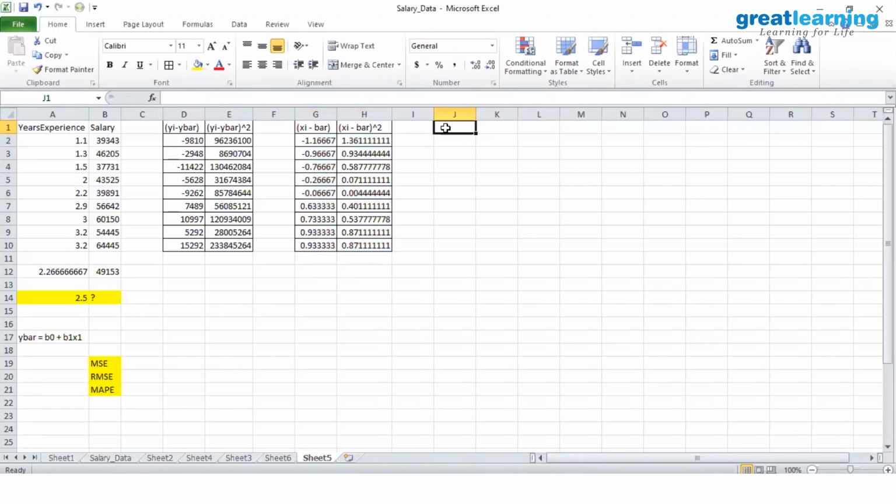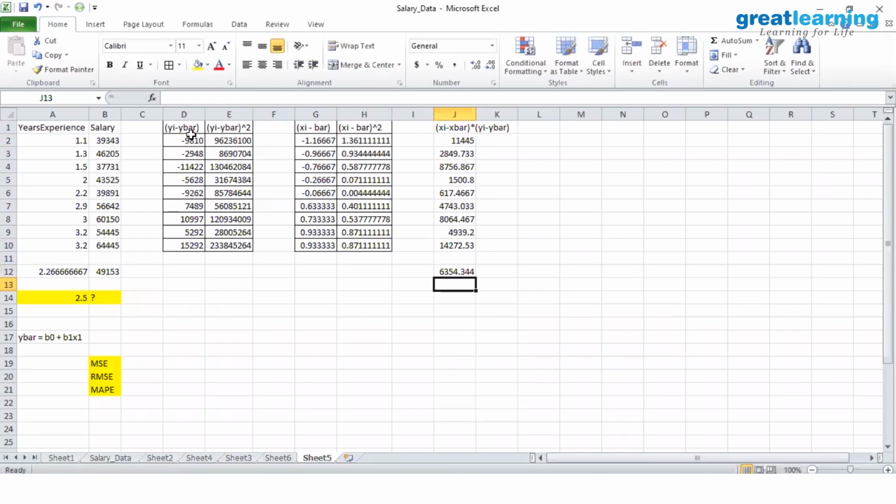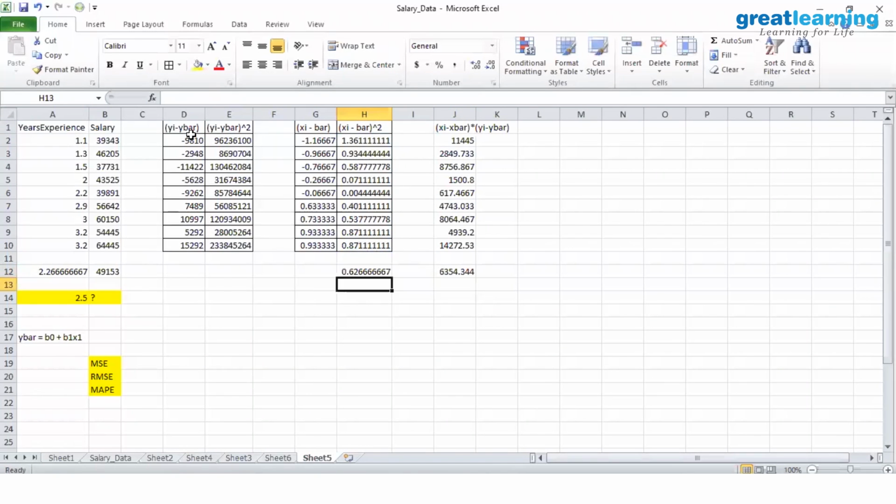Now I want to find xi minus x bar into yi minus y bar. So xi minus x bar, which we have solved, into yi minus y bar gives me a value. I'm taking the average of all these values. It may confuse you, so I'll explain in detail how to solve this again.